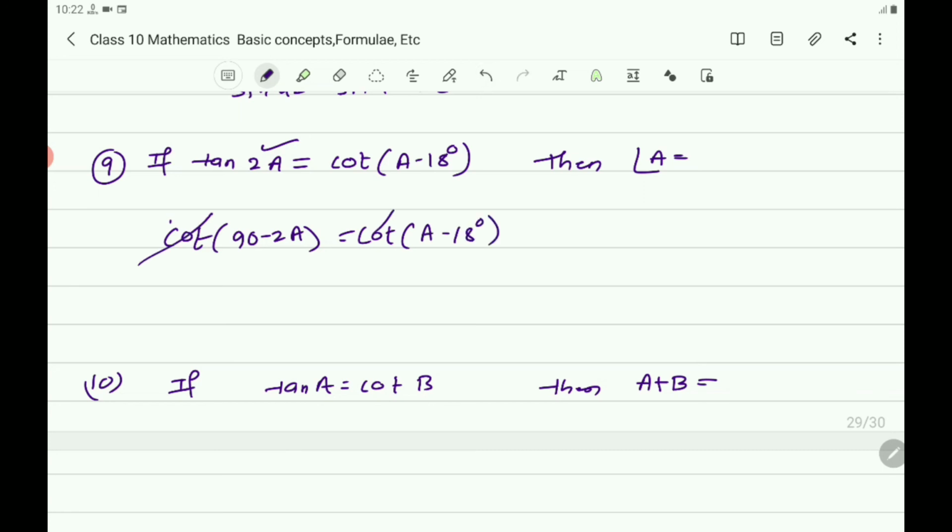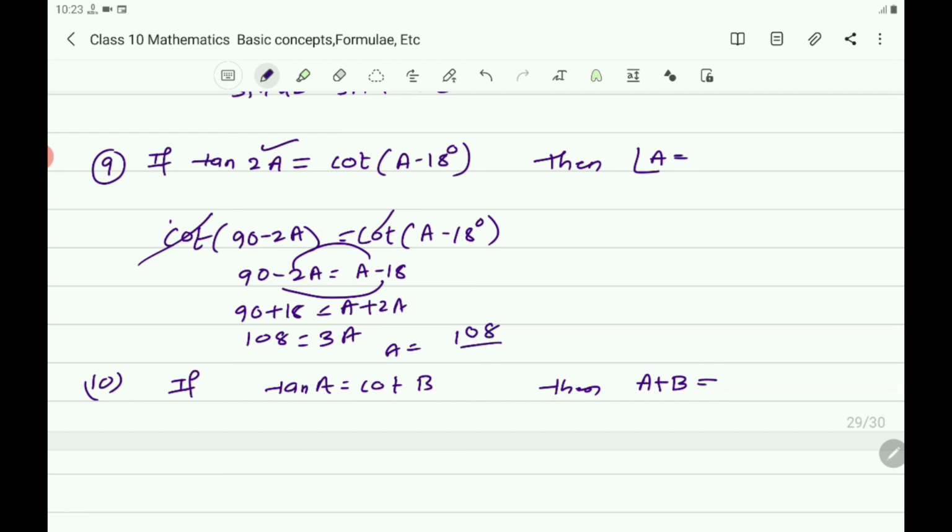As you got cot on both sides, what you can write? 90 minus 2a equals a minus 18. So you shift this, it becomes 90 plus 18 equals a plus 2a. Transfer this to this side, that becomes 108 equals 3a. Then a equals 108 divided by 3. 3 ones are 3, 3 threes are 9. So you got that angle A is 36 degree.